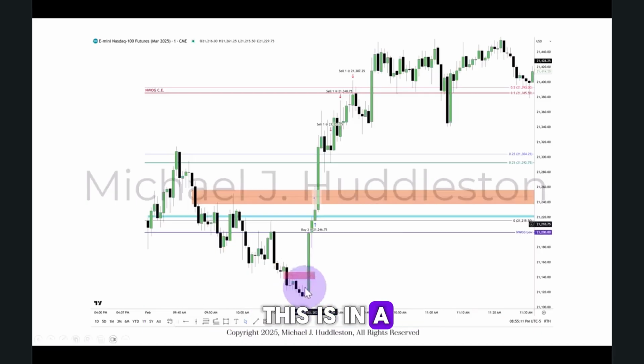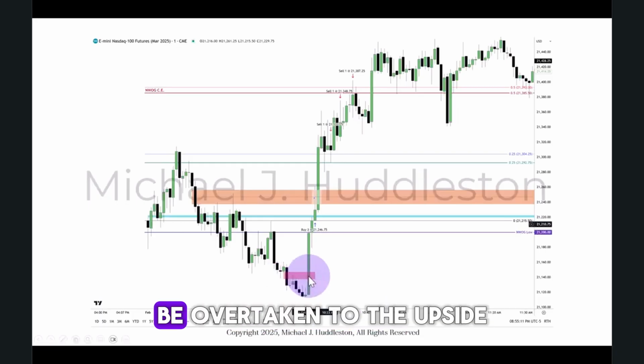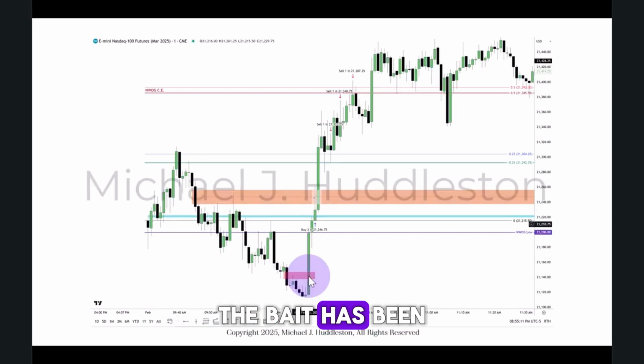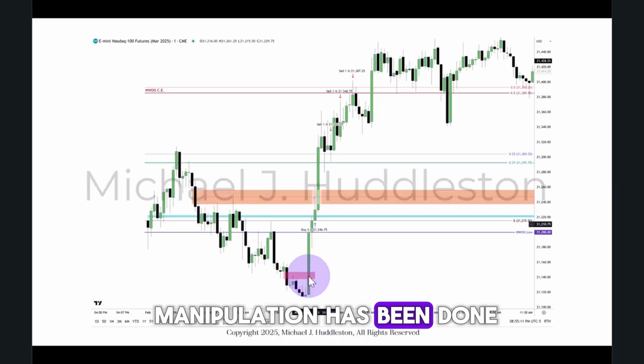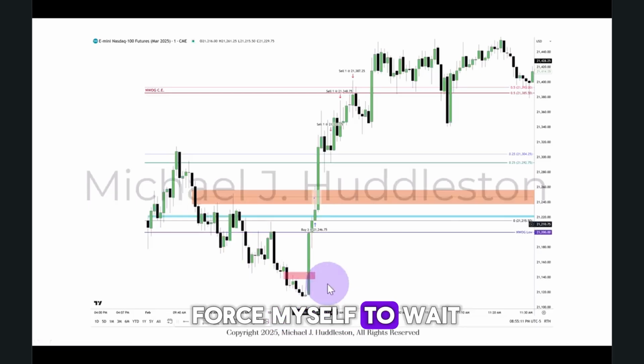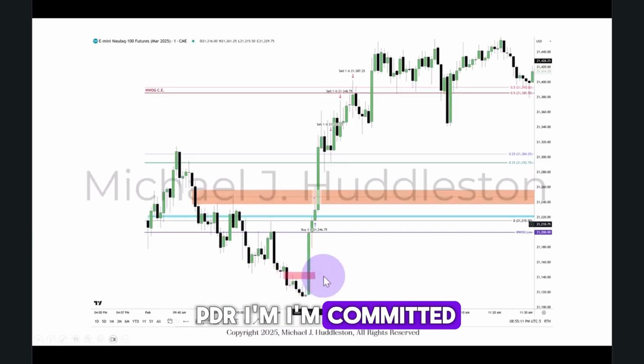I'll tell you what this is in a moment, why it turned there, but I wanted to see something that would be bearish be overtaken to the upside. And that's how we know that the bait has been taken and they trap traders. So that all the manipulation has been done with this drop down, but it's very, very hard to read on days like this. So I have to force myself to wait for these types of scenarios where I offer a PD array. I'm committed to watching it.